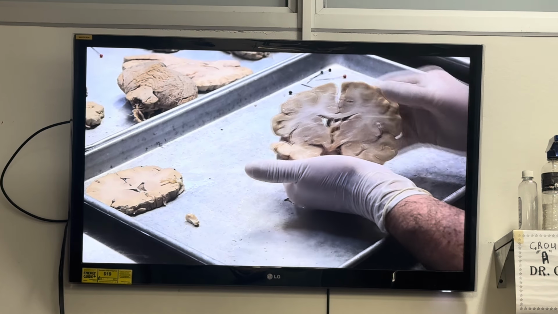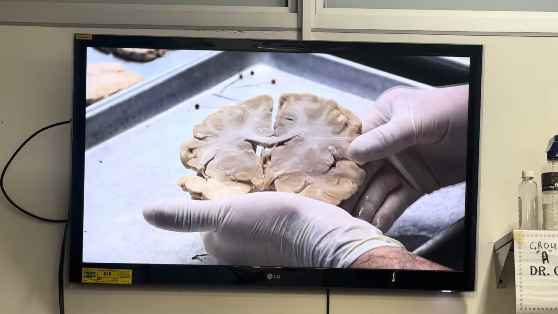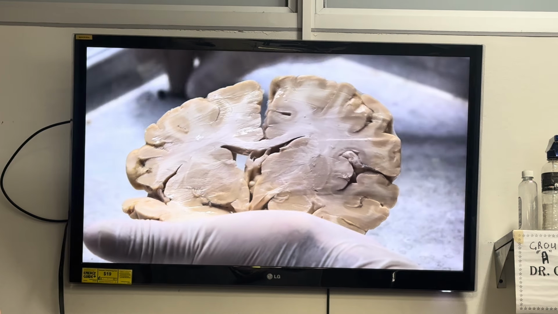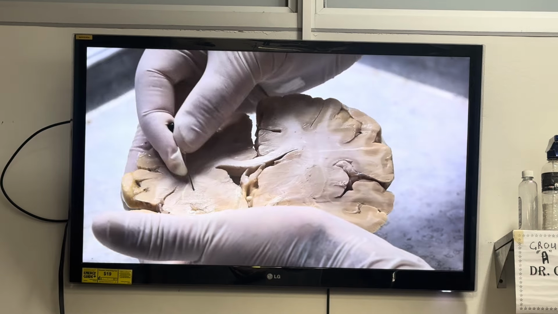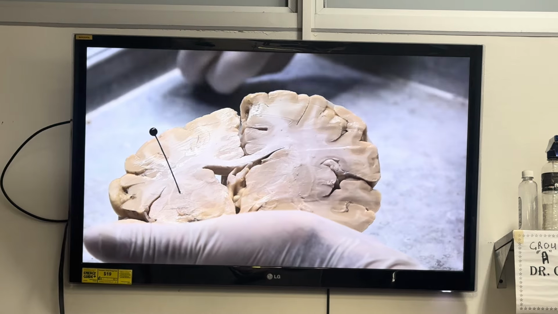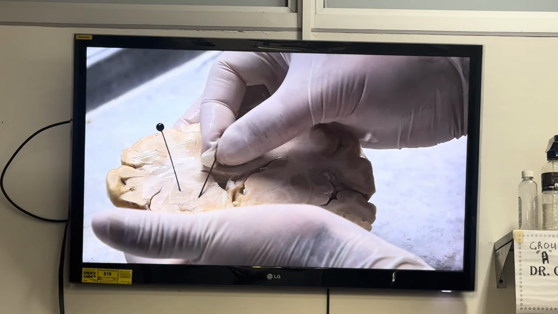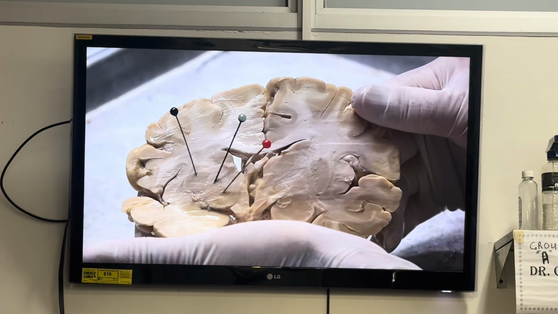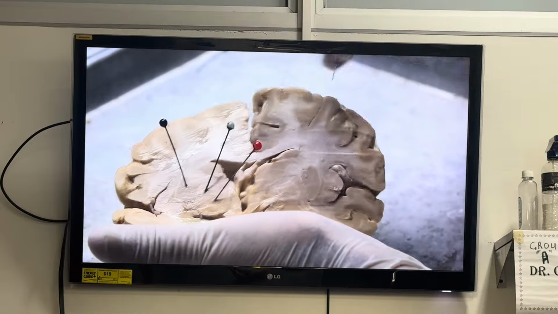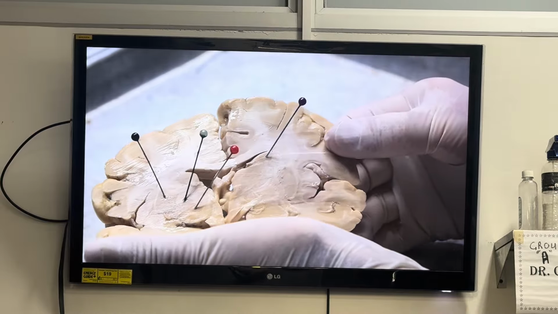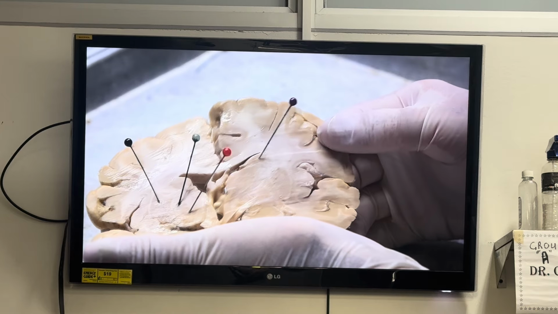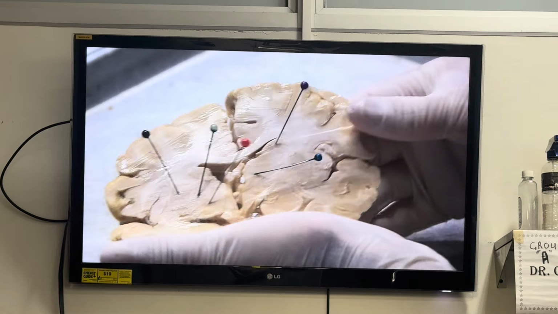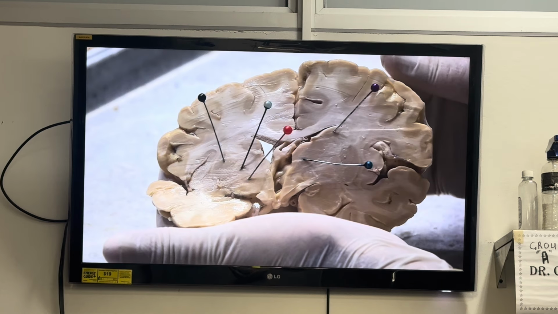So, same thing on this one. Here we would have what? Putamen. Here we would have the globus pallidus externus and internus. And here you would have the caudate, rather than the body. And here you would have your thalamus. Is it okay?